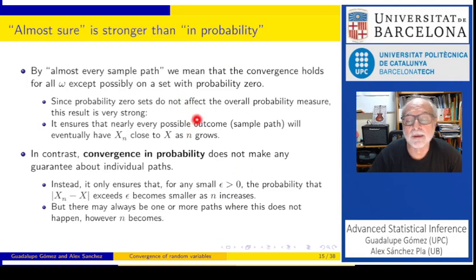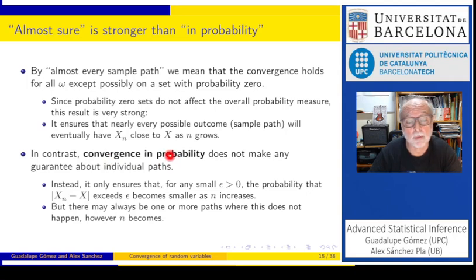Okay, so the reason why we can say this is that the set where convergence does not happen has probability 0, and a set of probability 0 will not affect the overall probability. So nearly every possible outcome will have xn close to x. Okay, so this does not happen in convergence in probability.